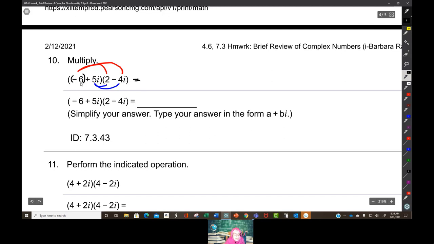So going really slow, negative 6 times positive 2 is negative 12. Negative 6 times negative 4i is positive 24i. Positive 5i times positive 2 is positive 10i. And positive 5i times negative 4i is negative 20i squared. Now that's what I've got so far.